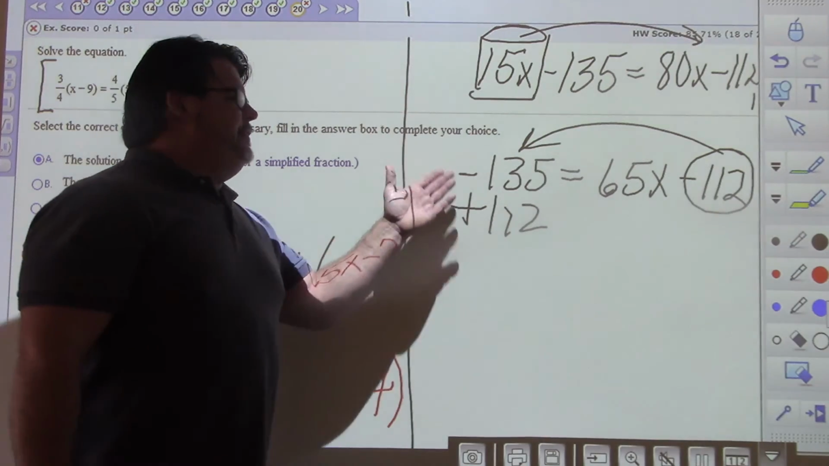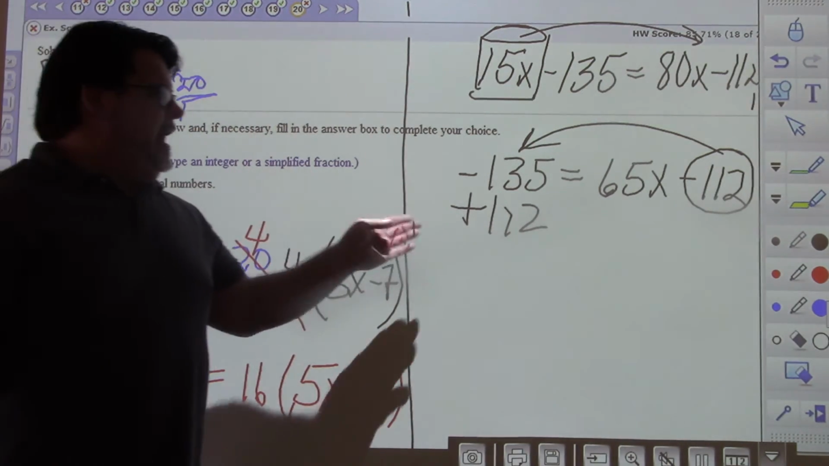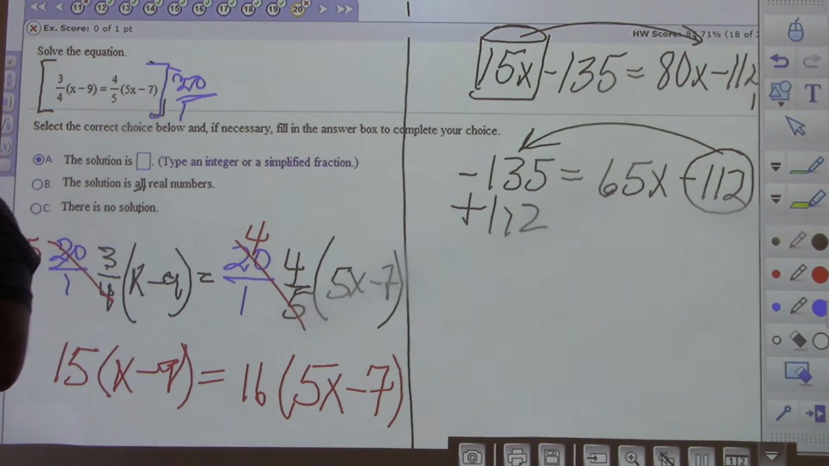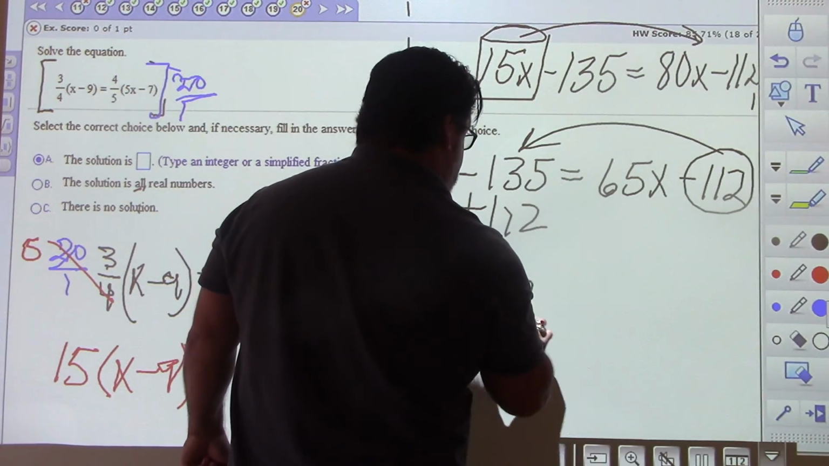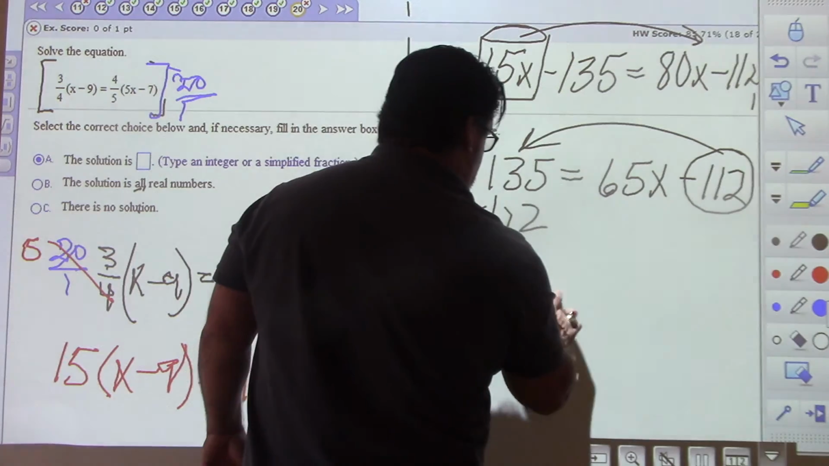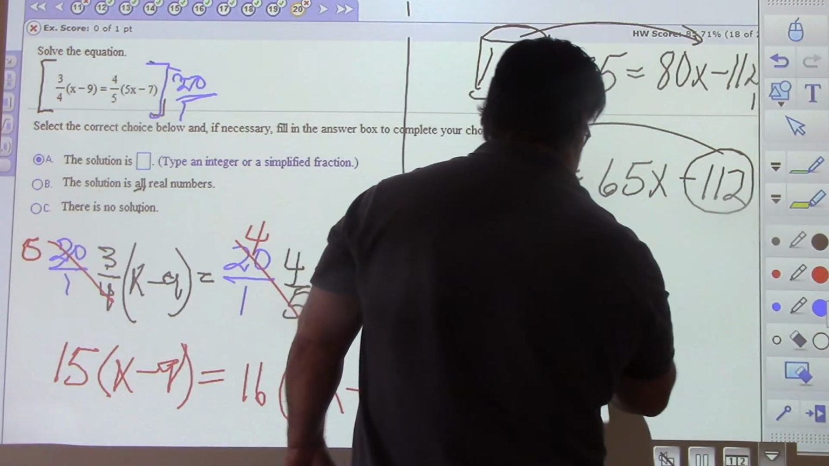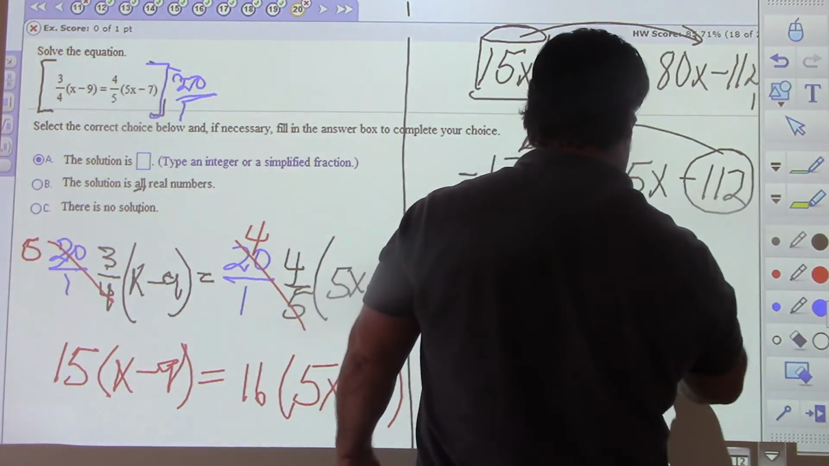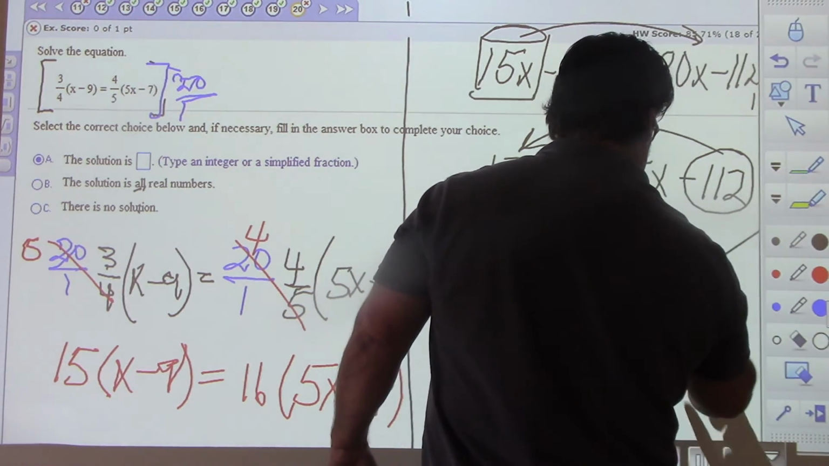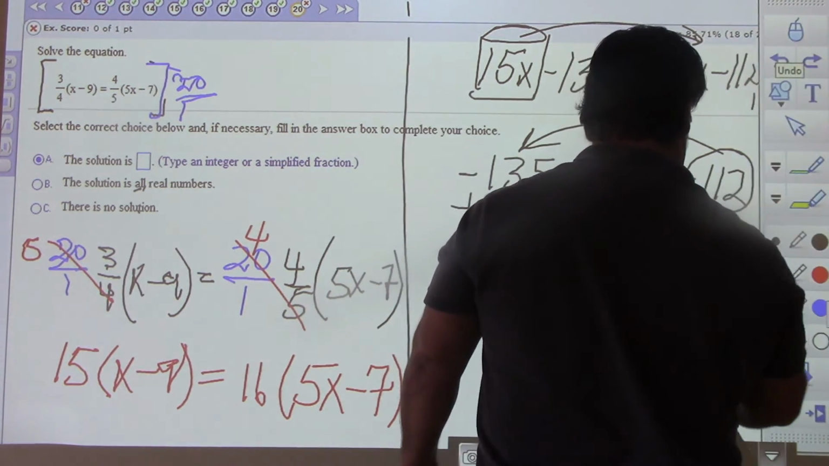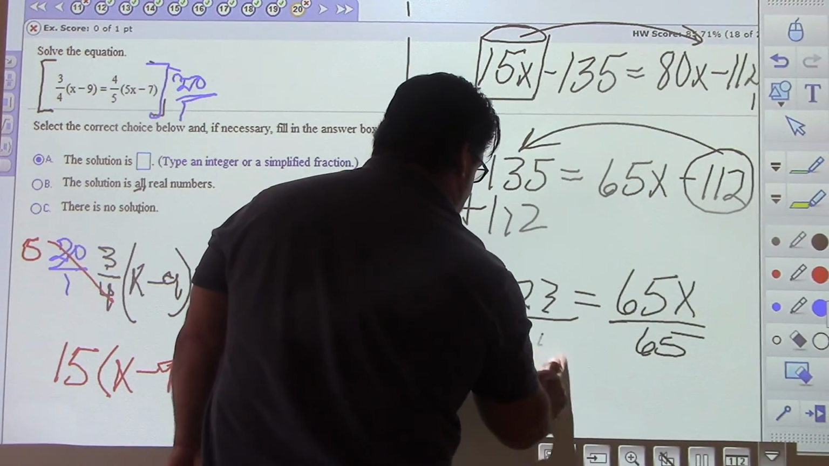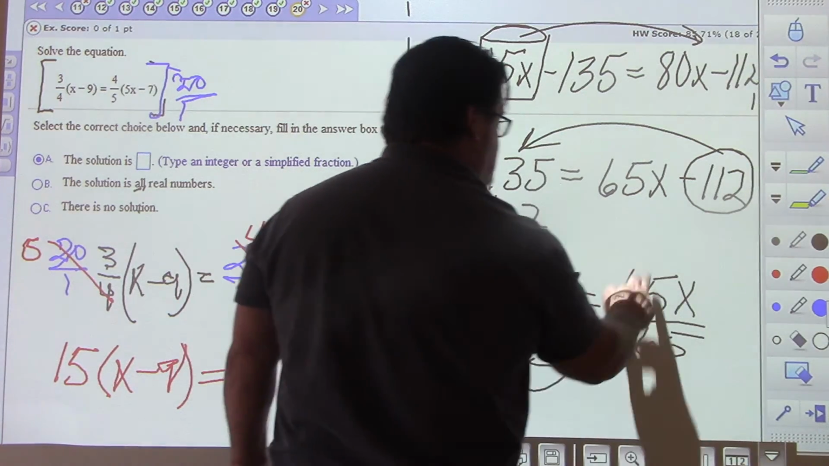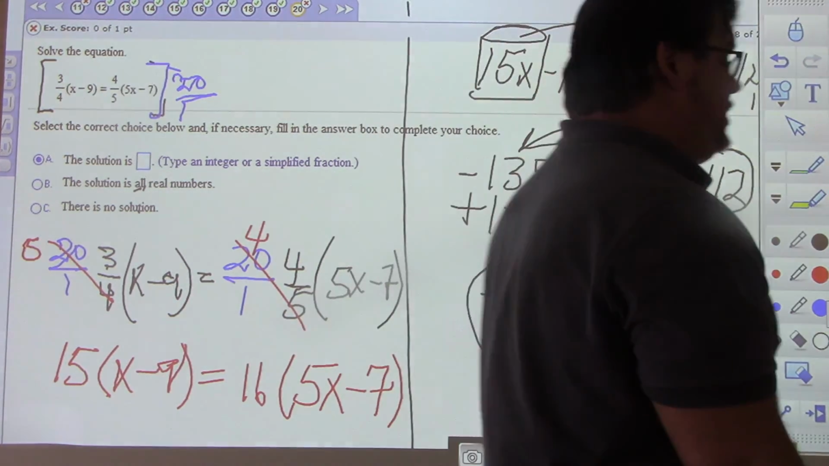Now, you owe $135 and you pay $112 of that debt. What do you still got? How much? 23. You still owe 23. Y'all check the math on that, make sure. Equals 65x, divide by 65. Divide by 65. And that's your answer. X is equal to negative 23/65.